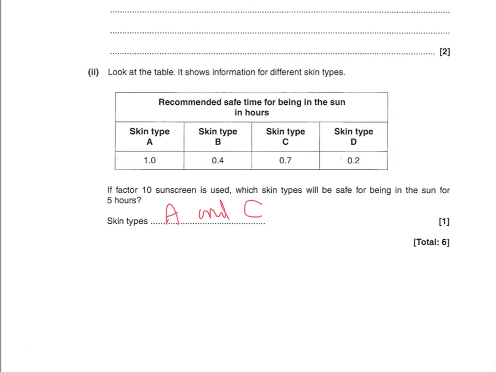So the reason is that you can work out the recommended time that would be safe by multiplying the factor by the time that the skin type can stay in normally. So this one would be 10, this one would be 4, this one's 7, and this one 2 hours. So C and A are both above 5 hours.